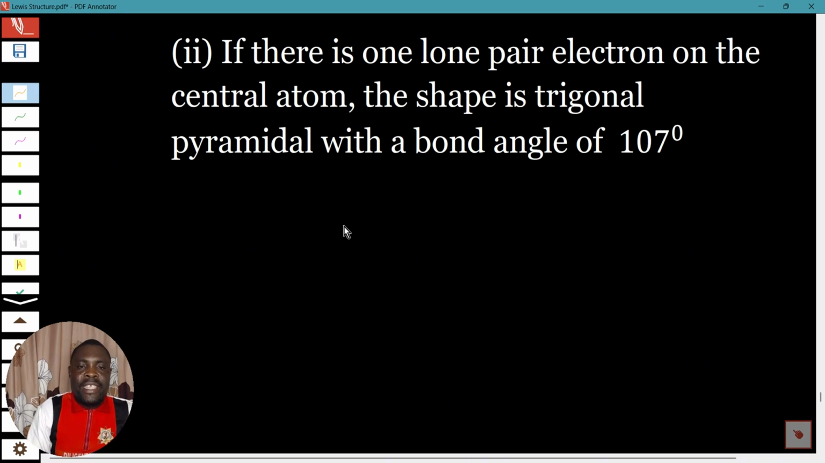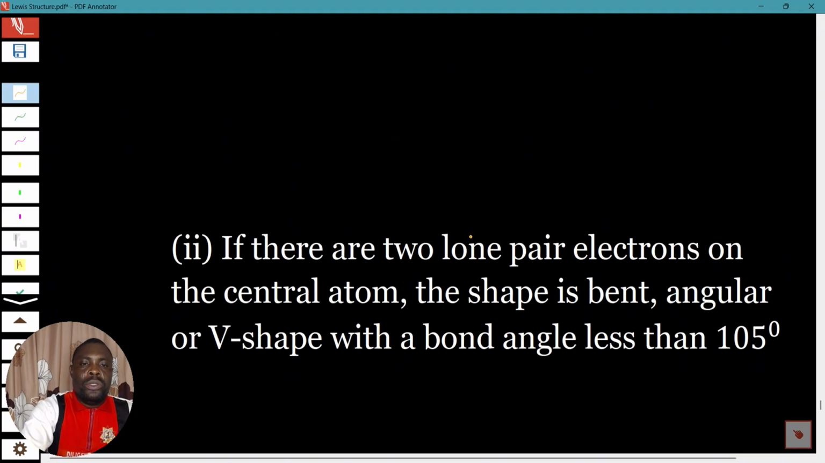A good example is ammonia. Ammonia is sp3 hybridized with a lone pair electron on the central atom. Because ammonia is sp3 hybridized and there is a lone pair electron on the central atom, the shape will be what? Trigonal pyramidal or distorted tetrahedral.